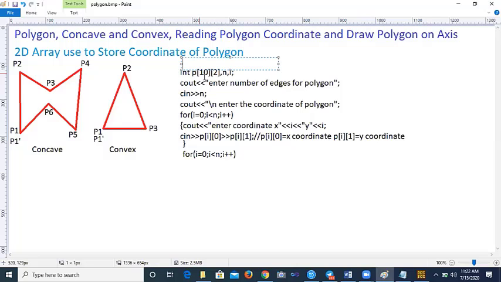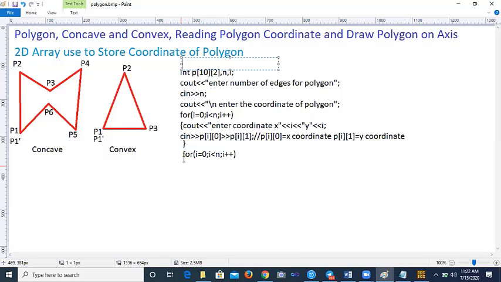The first 10 is taken because the number of edges is at most 10, and you may increase it up to 100. Suppose I need 100 edges of a polygon, so you may increase the value of this 10 to 100. I have considered 10 only as one example.